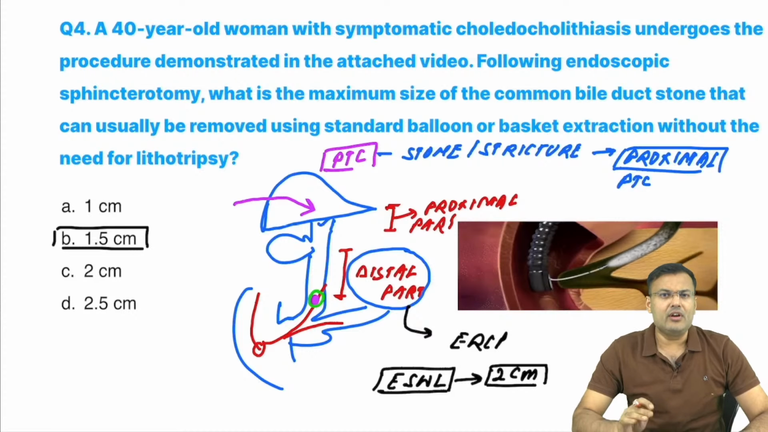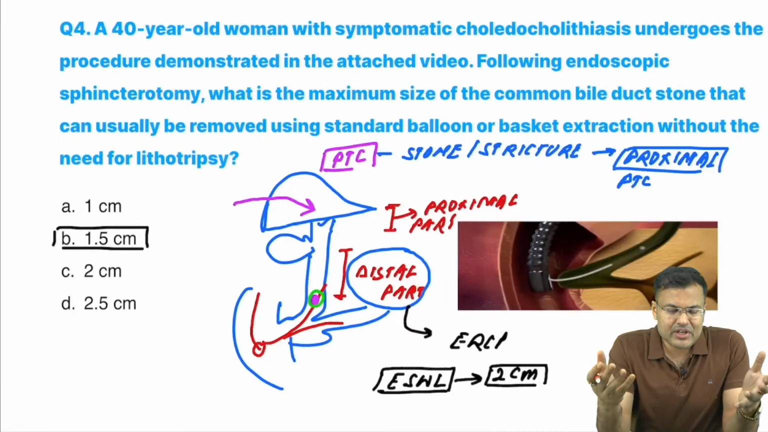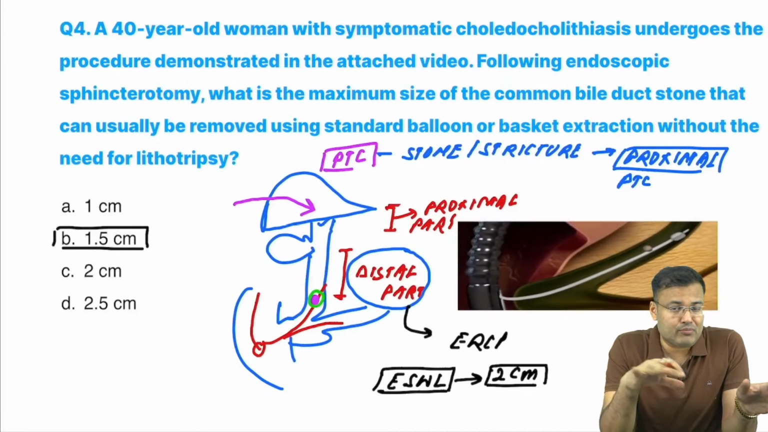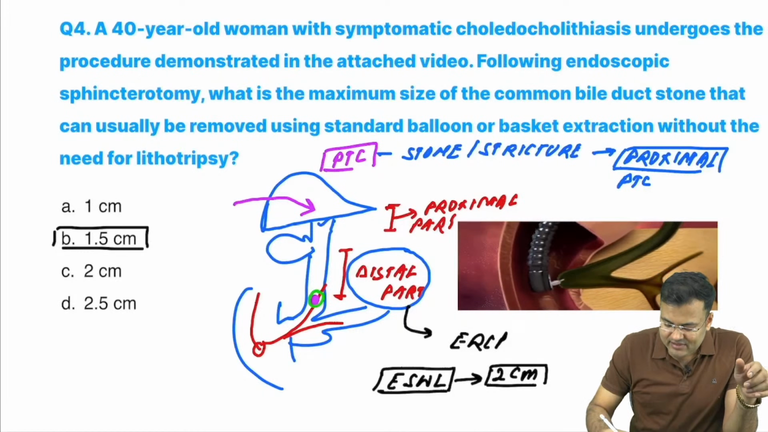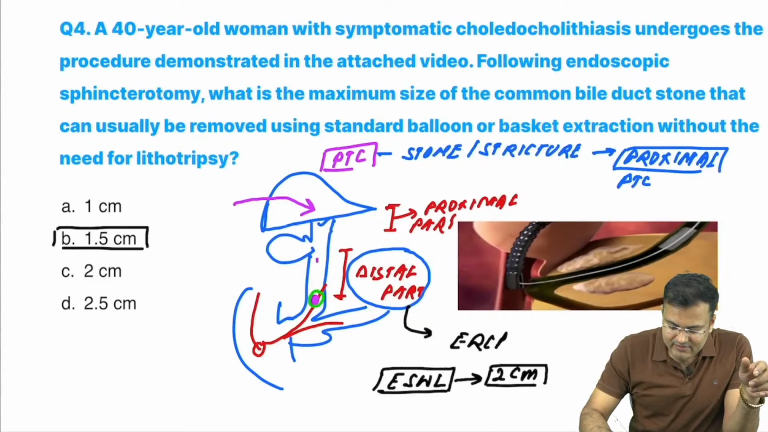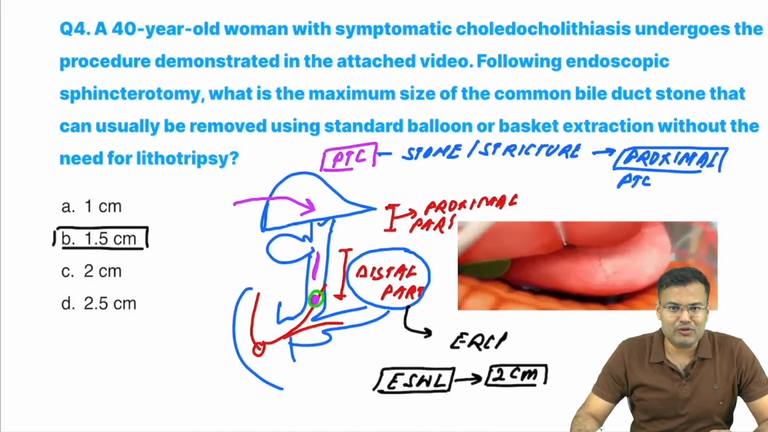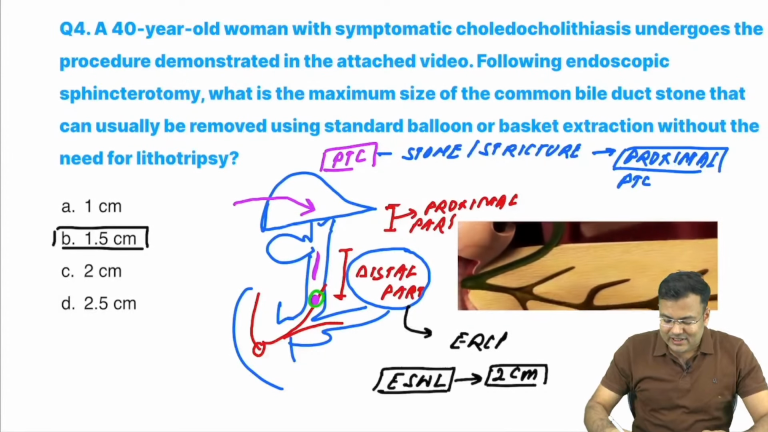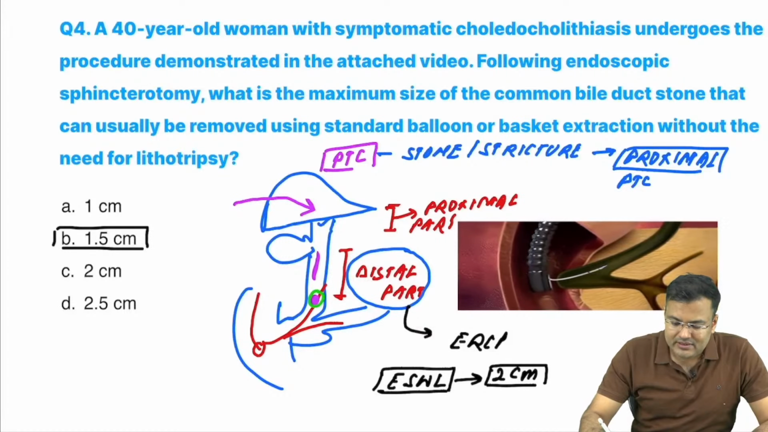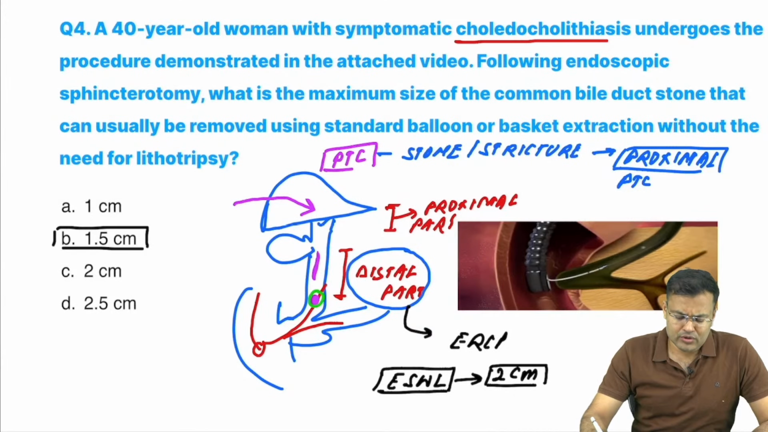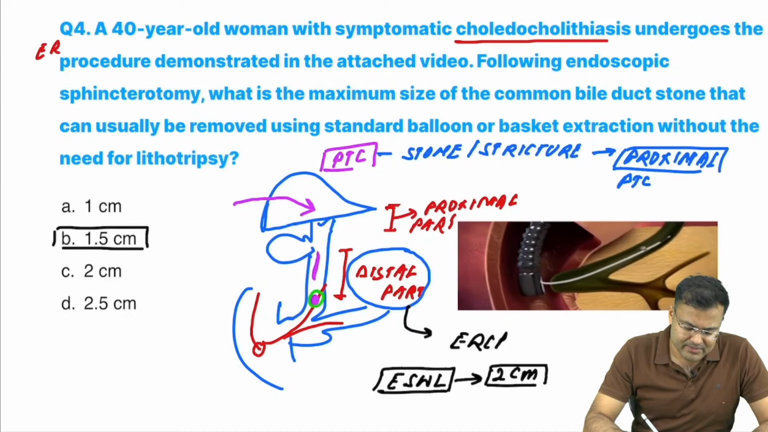दूसरा question, imagine guys, patient is having size of stone more than 1.5 centimeter. In that case, give the incision. So in that case, we give the incision over CBD, and after giving the incision over bile duct, we remove the stone. Clear? So you can see the question. 40 years old woman, symptomatic choledocholithiasis, undergoes the procedure given below, ERCP.